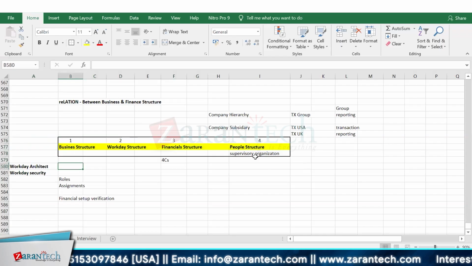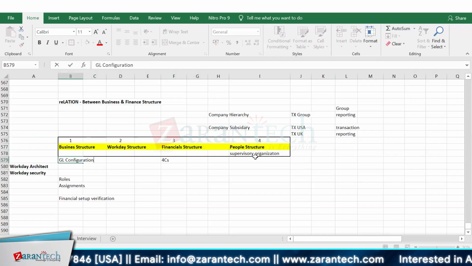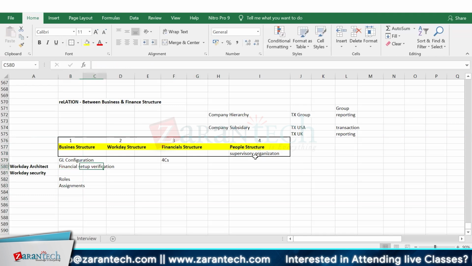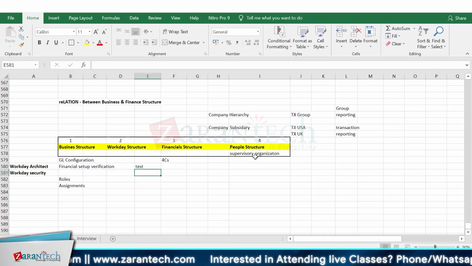Until now, we have completed our GL configuration. That's the one area that we have completed. Now we want to test it, basically, that my configuration is up to the mark or not. That's our next activity, because who will verify, who will test that the configuration is as per business requirement. That is our next activity. But till now the configuration has been set up, that we have concluded.